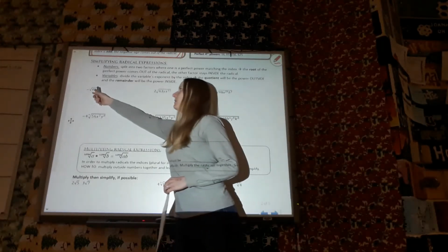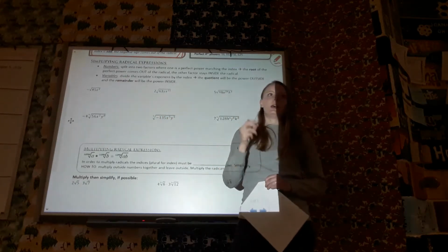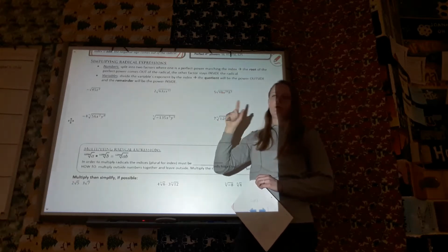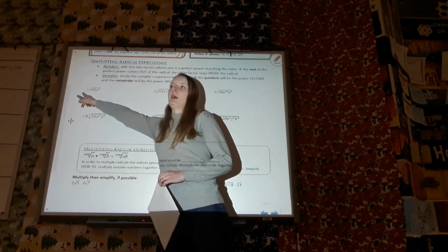That would be a factor of that number, and the other one is just the other factor. The reason why I do it that way is so that the number that's the perfect power, if I take the square root or the cube root or the fourth root, whatever it is, of that number, it'll be a whole number that will come outside of the radical.